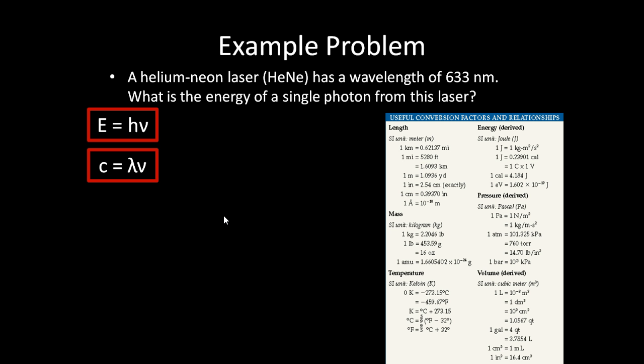A helium neon laser, a HeNe, has a wavelength of 633 nanometers. That's the little nm. What is the energy of a single photon from that laser?